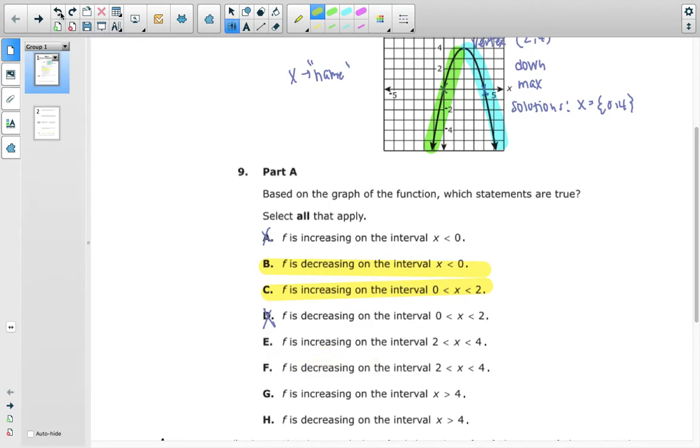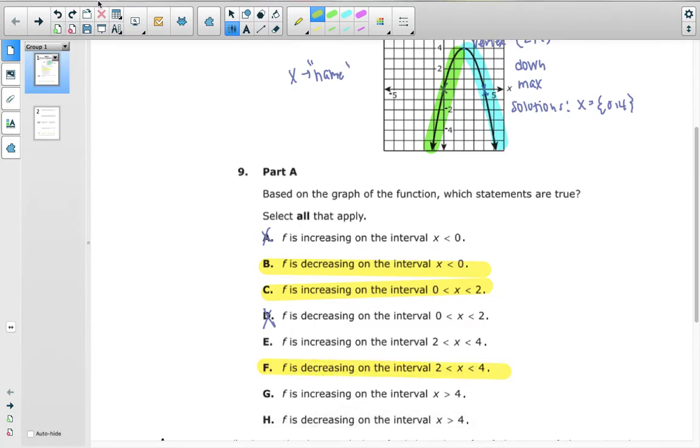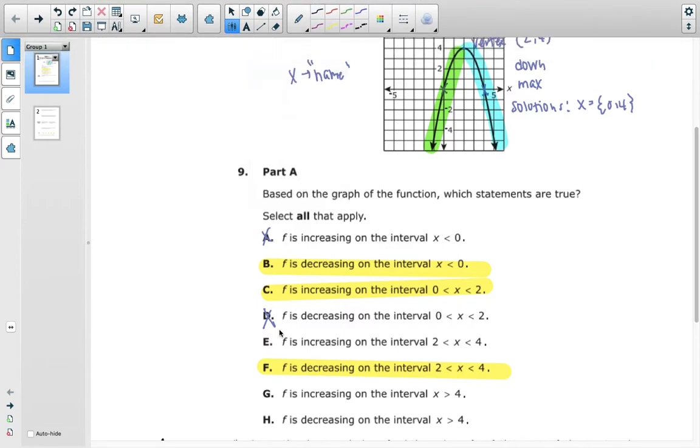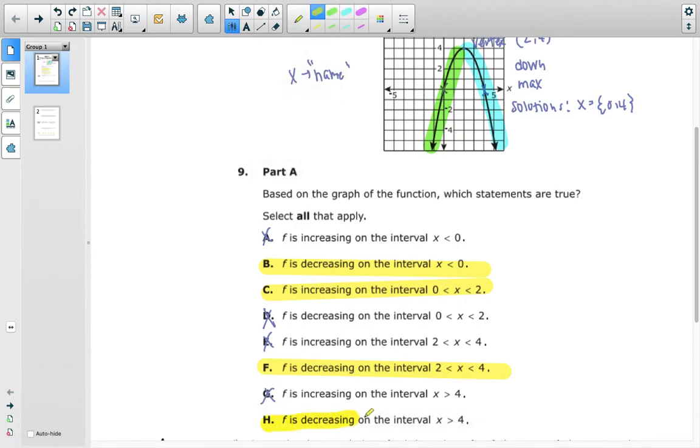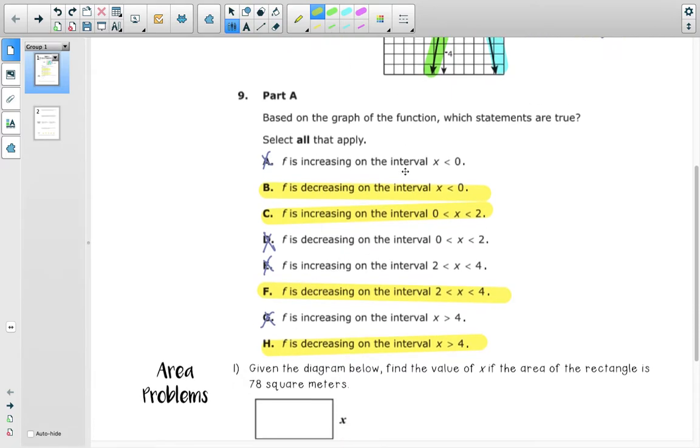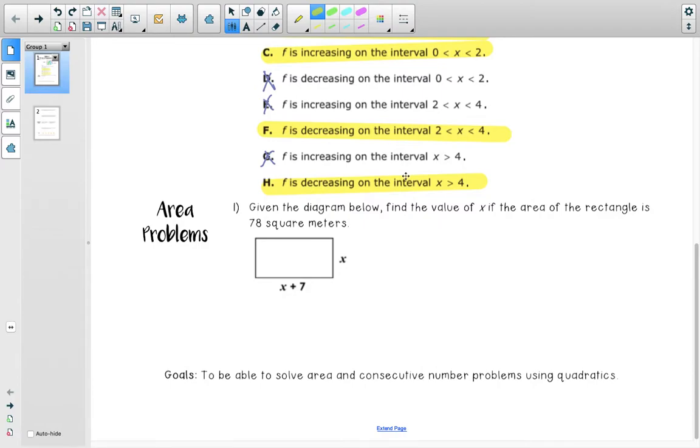Wow, I really can't do this. I just really can't go horizontally on this very well. Where's my pen? Okay. So we said it was decreasing there, so it's definitely not increasing. And then it says f is increasing on the interval where x is greater than 4. So from here and to the right. Well, that's decreasing, so it's not increasing, it's decreasing. Okay? So that is that question. Good question to review and to work on some information we haven't really talked about, but you kind of should understand it. Okay, so we're going to do some area problems and some consecutive number problems.